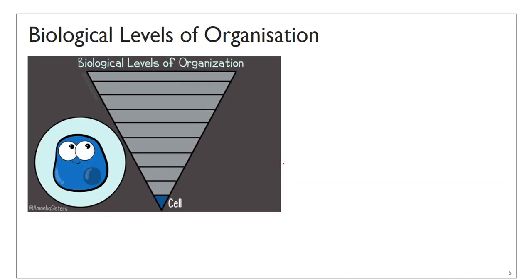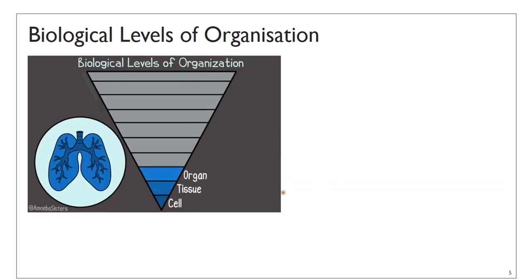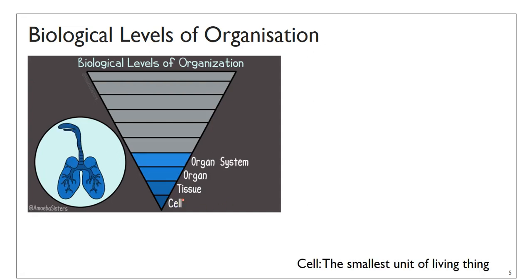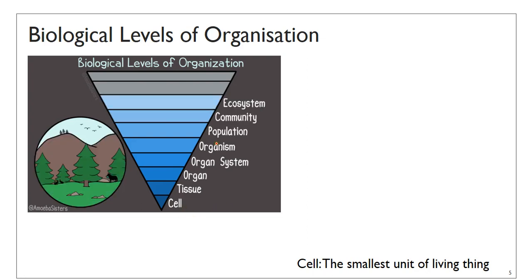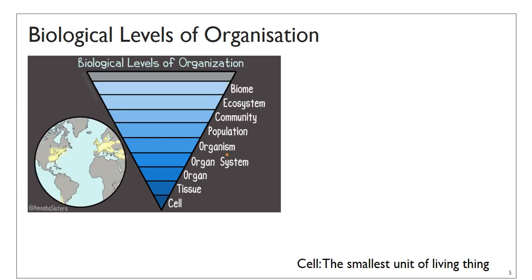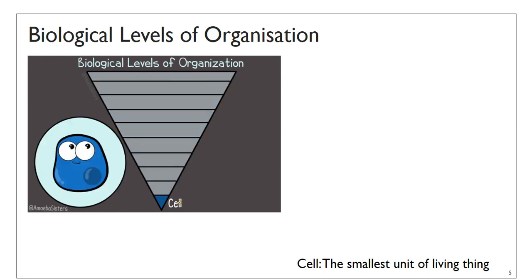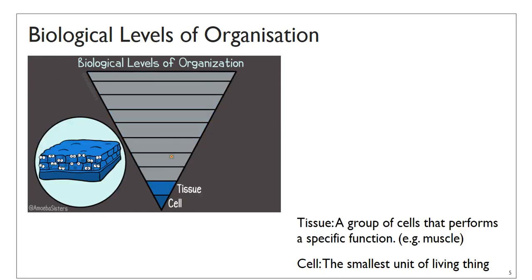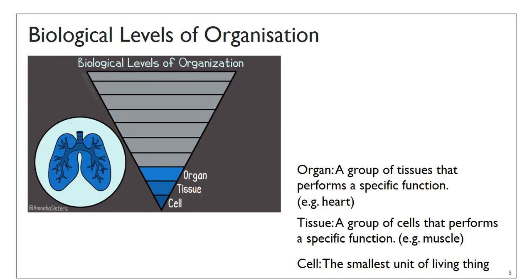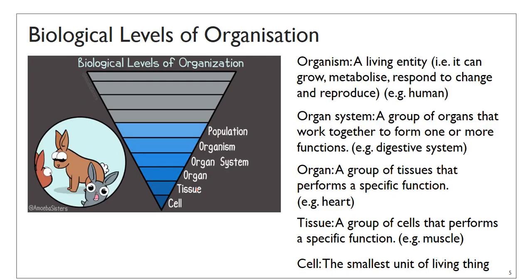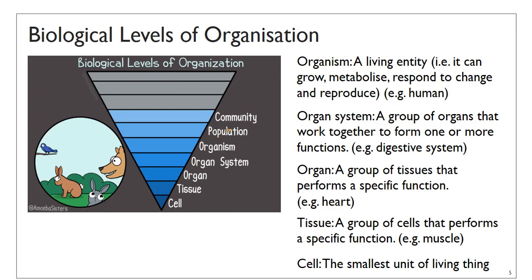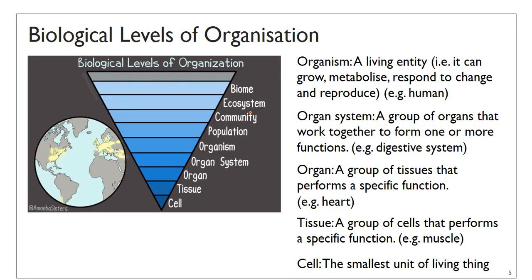All right, let's talk about the biological levels of organisms. So cell is the first one, which is the smallest unit of living thing. This animation is a little bit too fast. So cell is the first one, and then if you have multiple cells, you have a tissue. Multiple tissues make an organ, multiple organs make an organ system, and then you have an organism. And then it keeps going to population, community, ecosystem, biome, and biosphere.